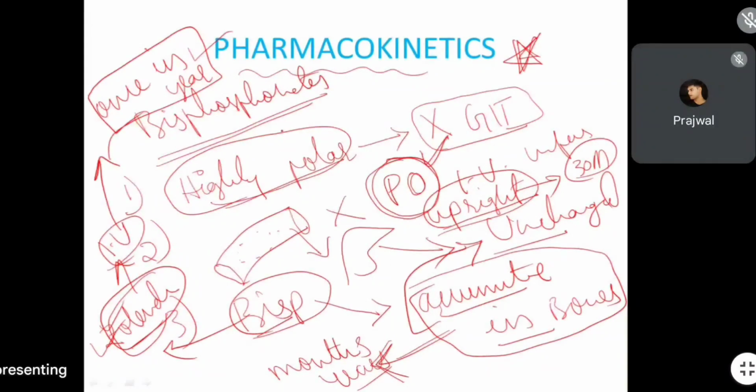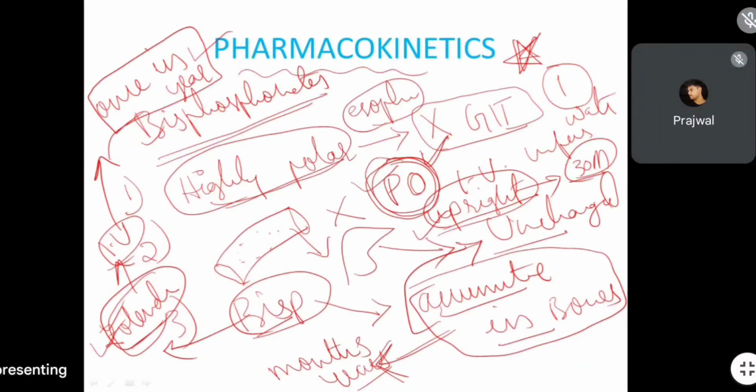Because bisphosphonates cause esophagitis. It will cause esophageal inflammation. Esophagitis cause karega. That's why if bisphosphonates are given through oral route, advise with lot of water. Number one, we have to go with lot of water, and number two, we have to make the patient stand or stay in upright position for up to 30 minutes. These two precautions we have to take when bisphosphonates are given through oral route.